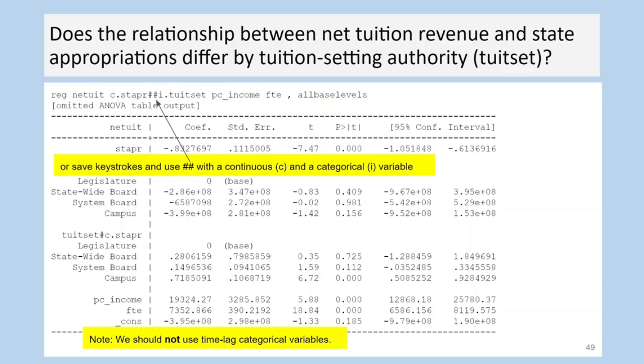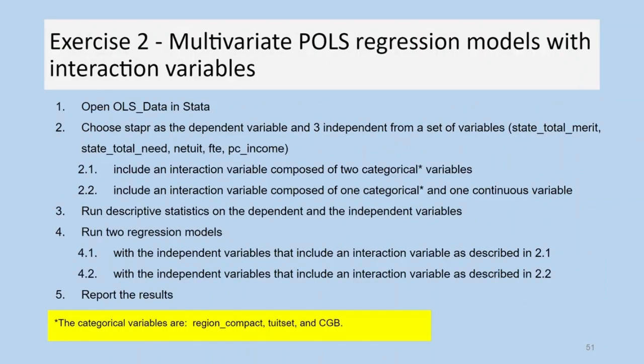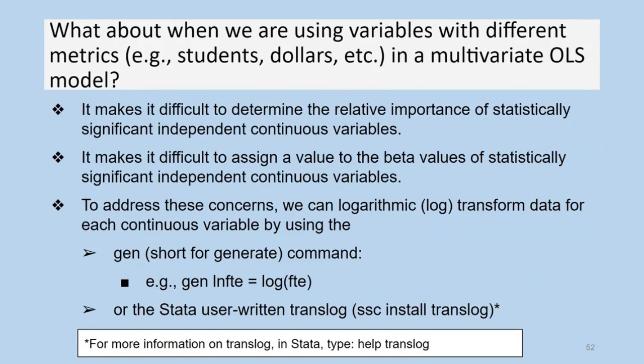You could also do this with double hash marks here, showing it. Again, saving keystrokes. We just talked about that, right? I will not go over, because we're running out of time, the margins and marginsplot, but sometimes those can be used to further explain the difference in slopes, right? But it requires some more coding. Okay.